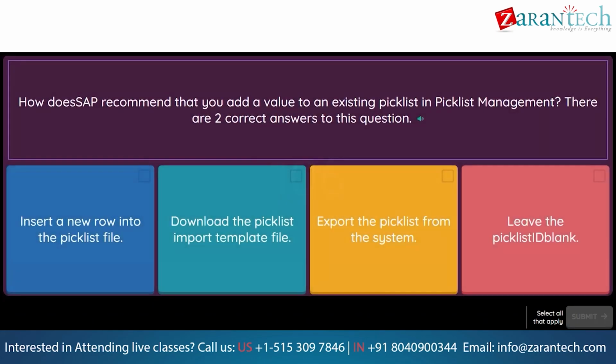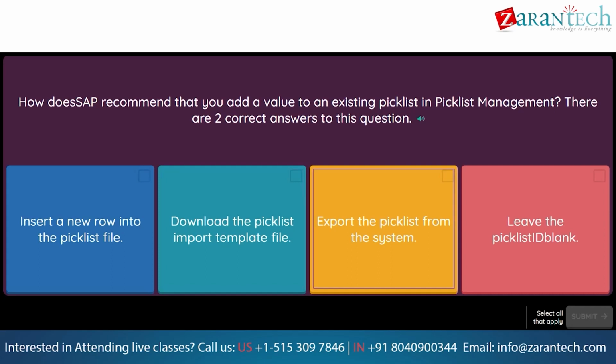Question: how does SAP recommend that you add a value to an existing picklist in picklist management? There are two correct answers to this question. Option 1: insert a new row into the picklist file. Option 2: download the picklist import template file. Option 3: export the picklist from the system. Option 4: leave the picklist ID blank.